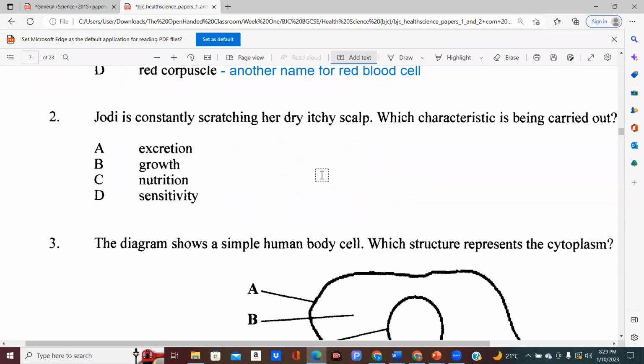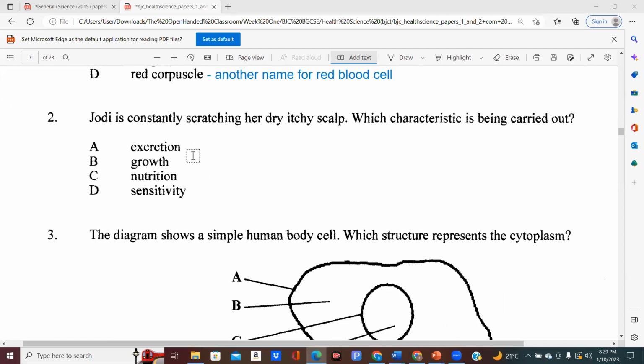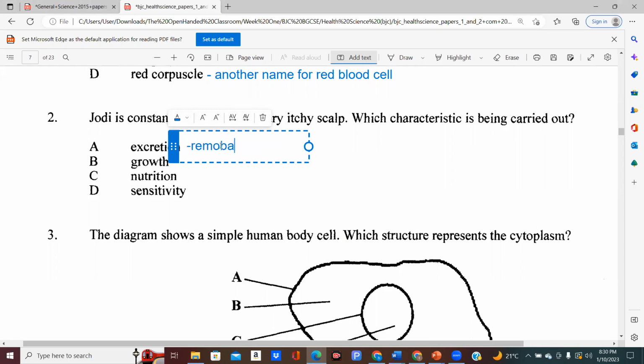Jody is constantly scratching her dry, itchy scalp. What characteristic is being carried out? Is it excretion, growth, or sensitivity? Would it be sensitivity? Sensitivity, very good. What is excretion? What excretion means? Get rid of waste out of the body. Who said that? Yolanda. Very good. Excretion is removal of waste. Okay. All right.